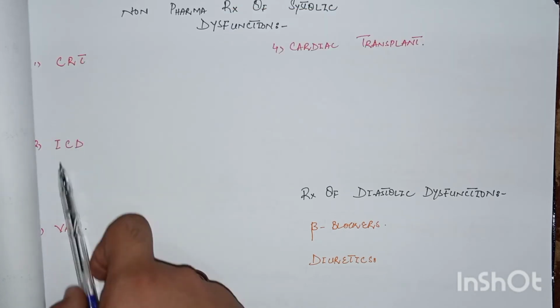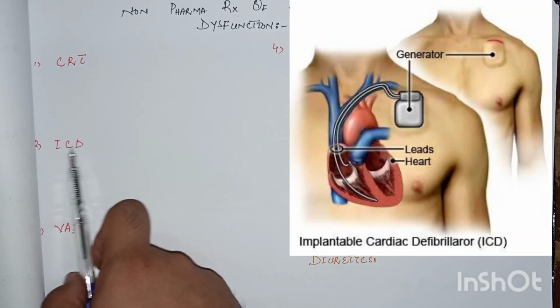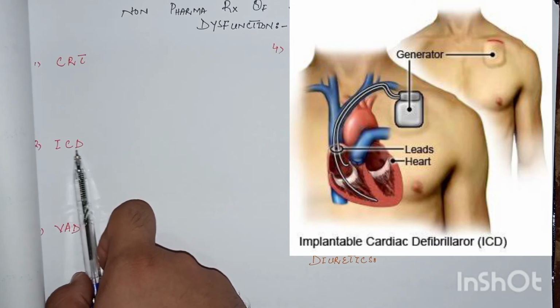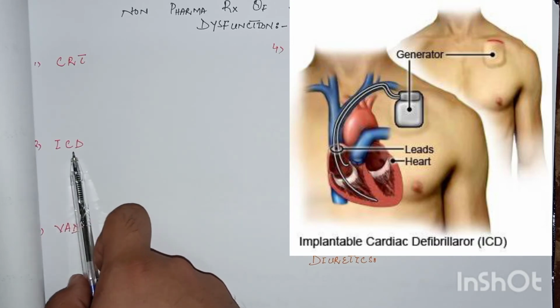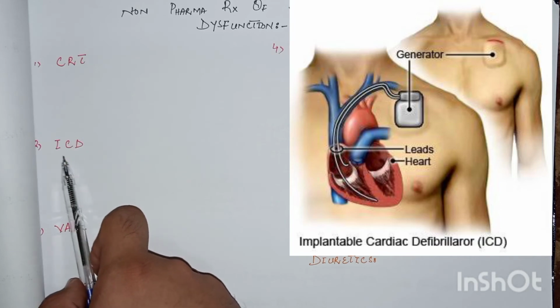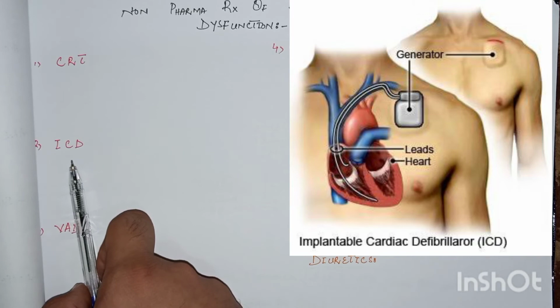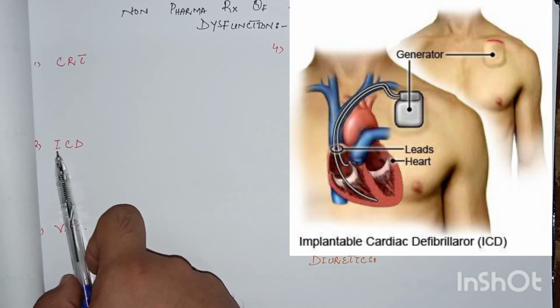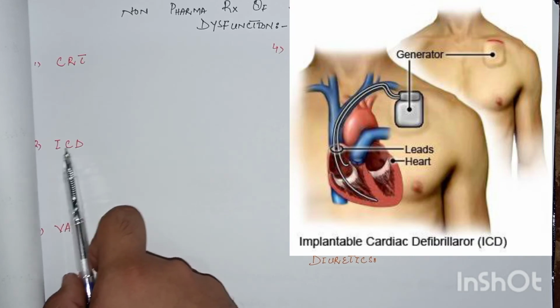The next technique is ICD, that is implantable cardiac defibrillator. It lowers the mortality by helping to prevent sudden cardiac death, because it picks up the irregular heartbeat and prevents sudden cardiac death in these patients. The indication for this technique is also an ejection fraction below 35% and class 2 and 3 symptoms of the New York Heart Association classification in spite of medical management.